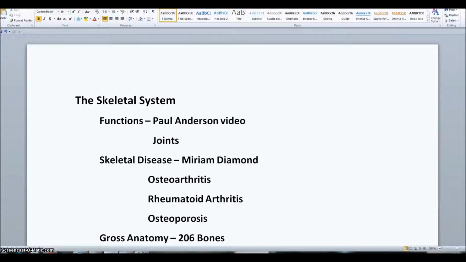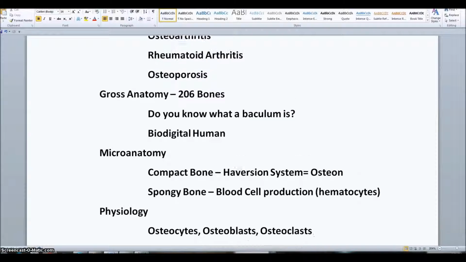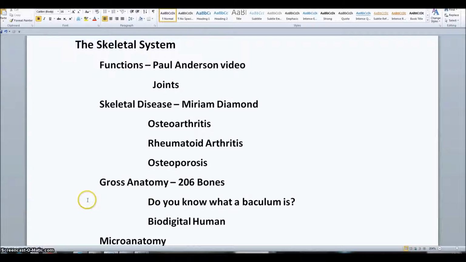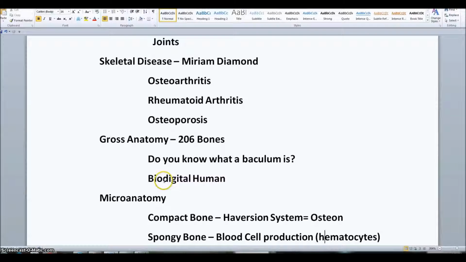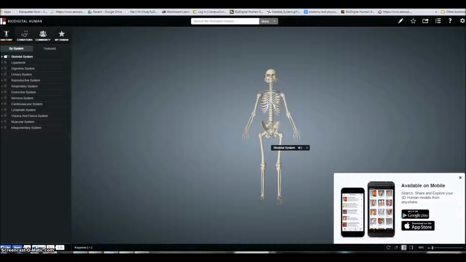So, I'll actually attach this outline too, so you'll be able to have it. Gross anatomy, 206 bones. So how do you study anatomy? Well, what I like is to use BioDigital Human, okay? And I'm going to show you that. But you sign up for a free account.